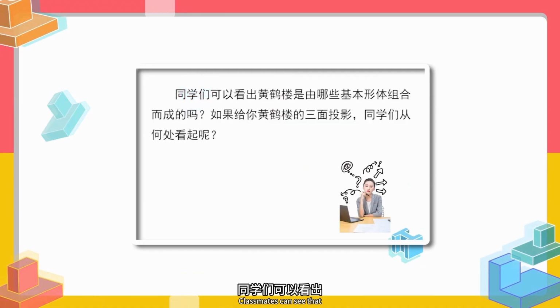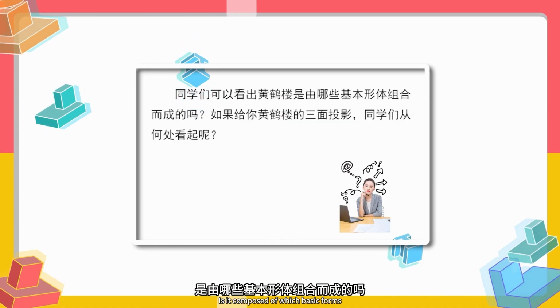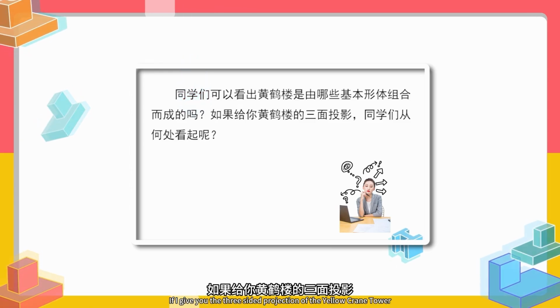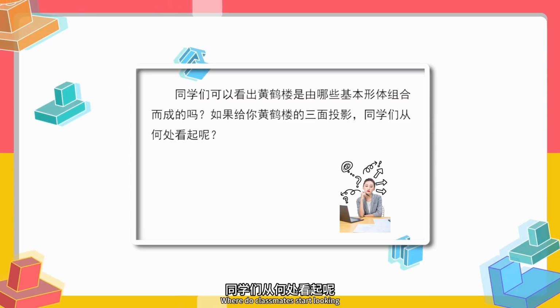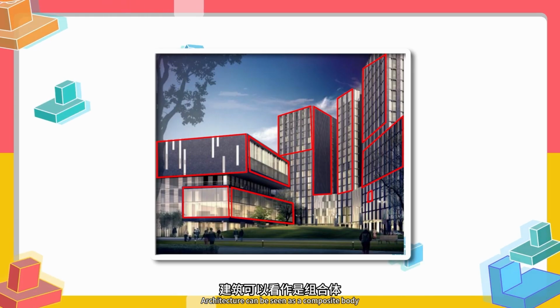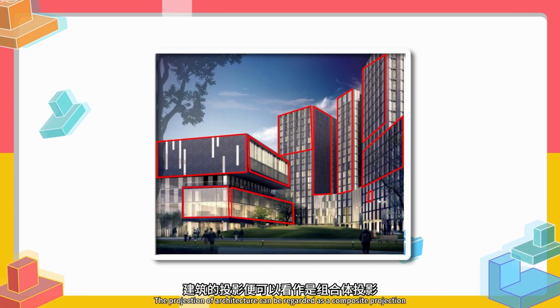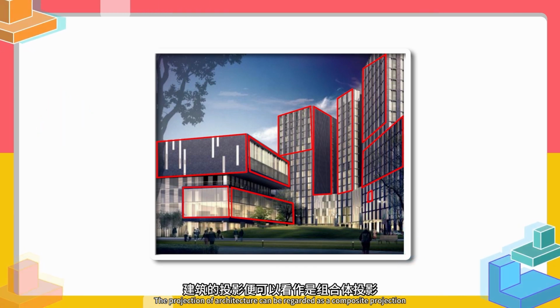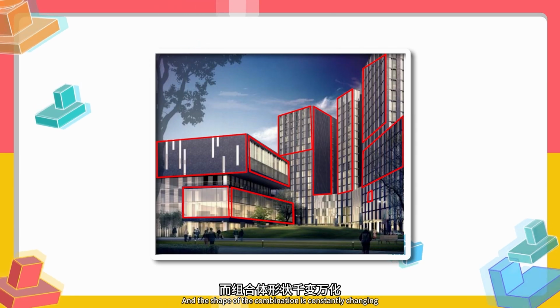Classmates can see that the Yellow Crane Tower is composed of which basic forms? If I give you the 3-sided projection of the Yellow Crane Tower, where do classmates start looking? Architecture can be seen as a composite body. The projection of architecture can be regarded as a composite projection, and the shape of the combination is constantly changing.